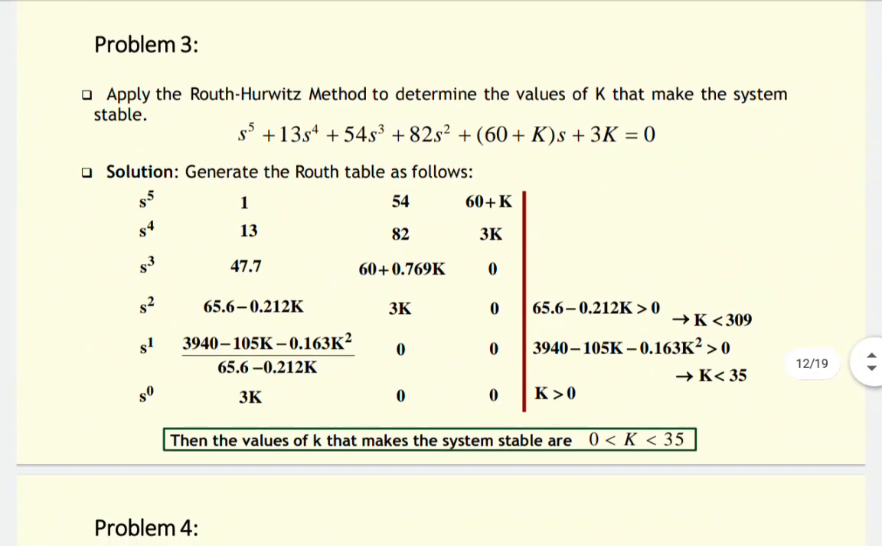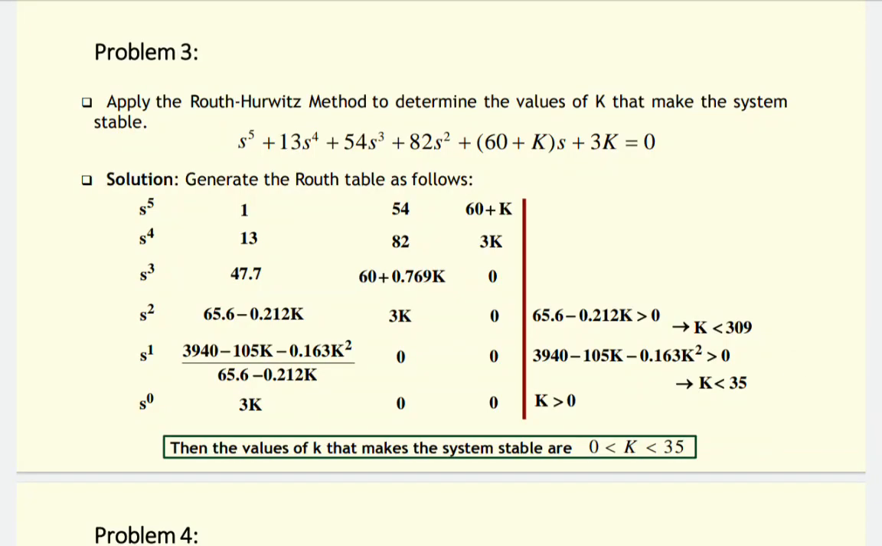Very easy thing. Now another thing is to apply the Routh-Hurwitz method to determine the values of k that make the system stable, for the given system s to the power 5 plus 13 s to the power 4 plus 54 s cube plus 82 s square plus (60 plus k) s plus 3k is equal to 0. Yes, that is the thing I already mentioned on the very first slide, for the conditionally stable system. With the value of k, we can say that the system is stable, else it is unstable. So this is actually a conditionally stable type of example.